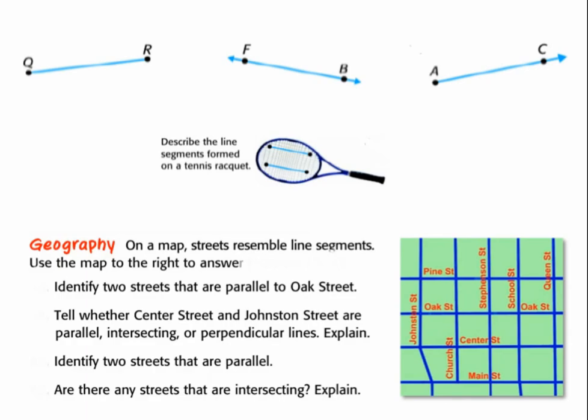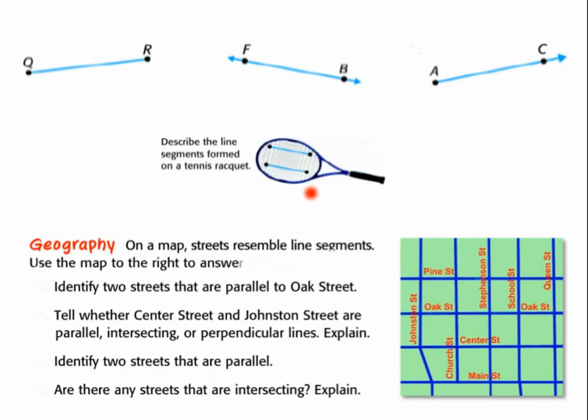Let's identify some lines, line segments, and rays. In our first drawing, from Q to R, that, because it has two endpoints and no arrows, would represent a segment. Our next drawing, FB, it does not end, it extends indefinitely, represented by arrows. So that would be our line FB. The next drawing, it has an endpoint A to C, but then it extends indefinitely, represented by an arrow. So that would be a ray.